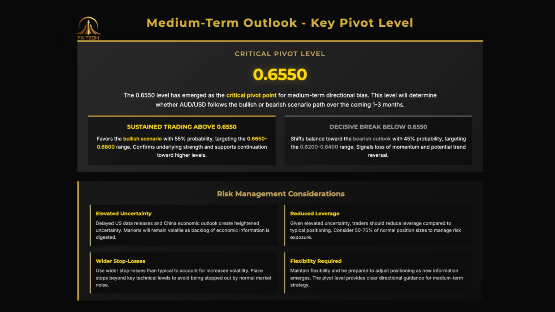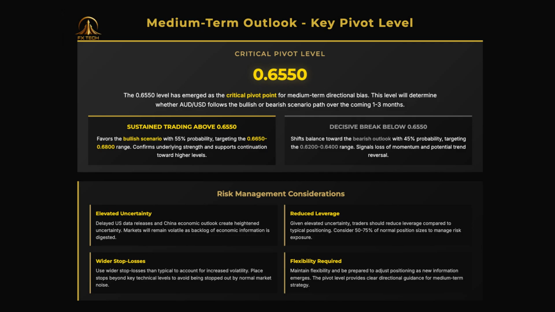The critical pivot level for the medium-term outlook is 0.6550. This level has emerged as the key determinant for directional bias over the coming 1 to 3 months. Sustained trading above 0.6550 favors the bullish scenario with 55% probability, targeting the 0.6650 to 0.6800 range. This would confirm underlying strength and support continuation toward higher levels.